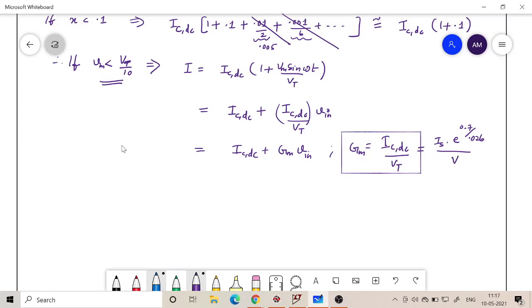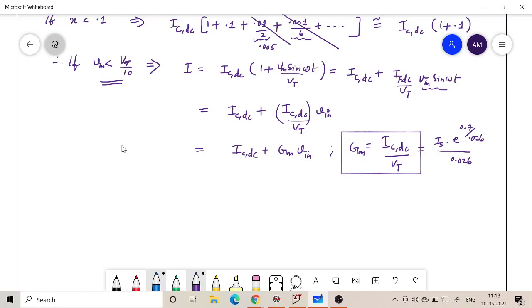Sir, what did you do in the second step? Which step? This one, ICDC plus ICDC by Vt into Vm sin omega t. I just expanded it. If I expand the bracket using the distributive property, it will become ICDC by Vt into Vm sin omega t. So this is my Vin, right? Clear?